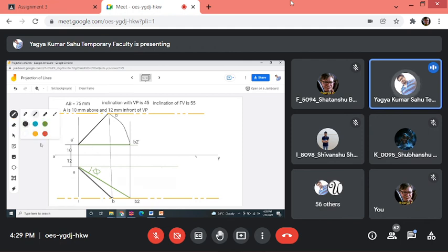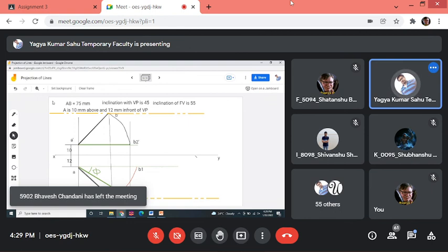We have to rotate this AB up to XY. Is it? Rotate this AB up to XY. Rotate up to XY. Okay. So you'll get and find out B1. We rotated AB and found B1. Now we want B1 dash also. So how will we get B1 dash?